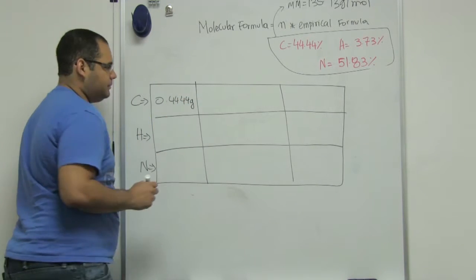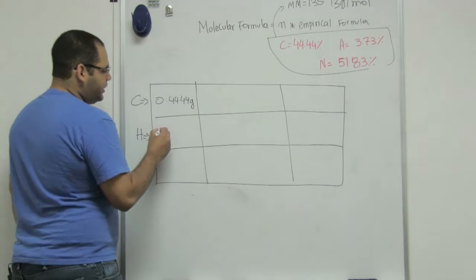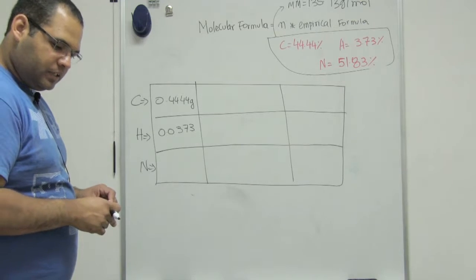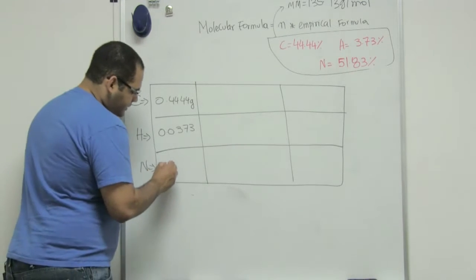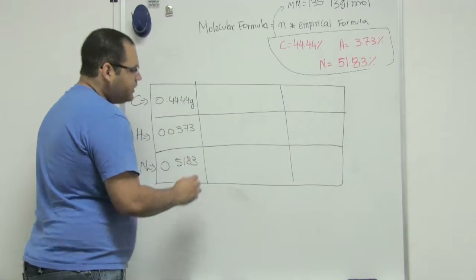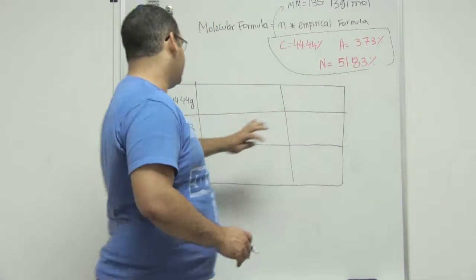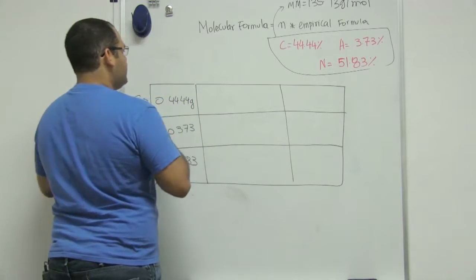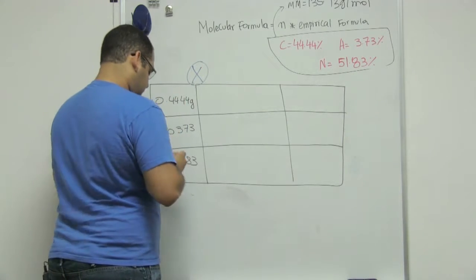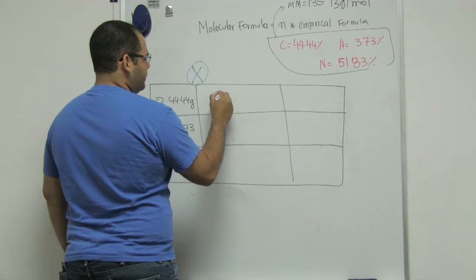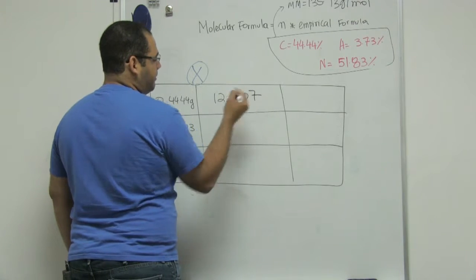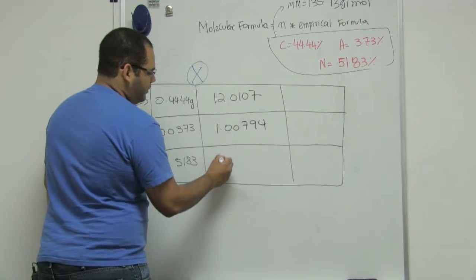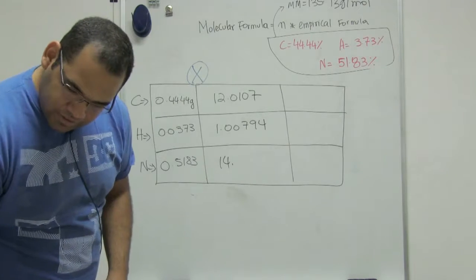For hydrogen, 0.0373, right? And for nitrogen, 0.5183. I just divided by 100, 100, 100. Now, my first step here, I'll say multiply. You multiply by the molar mass, 12.0107, I find on my periodic table, 1.00794 and 14.0067.